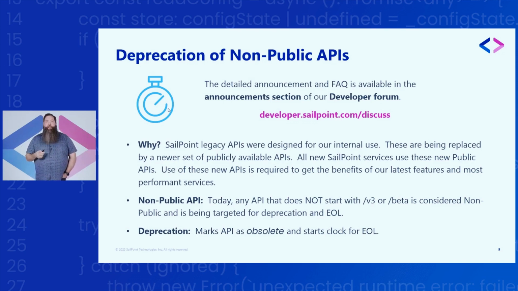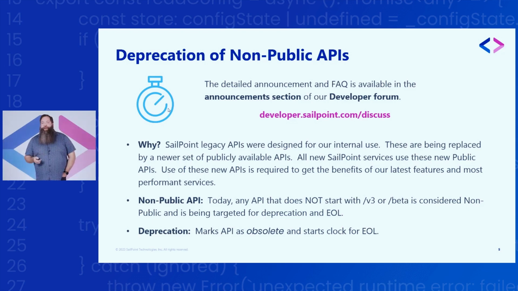When we talk about non-public APIs, how do you know which APIs we're talking about? The easiest way to know that today would be our non-public APIs are any of those that do not start with a v3 or beta. v3 or beta are our most current API libraries. Any of those that are prior to that are what we're talking about from a deprecation perspective.